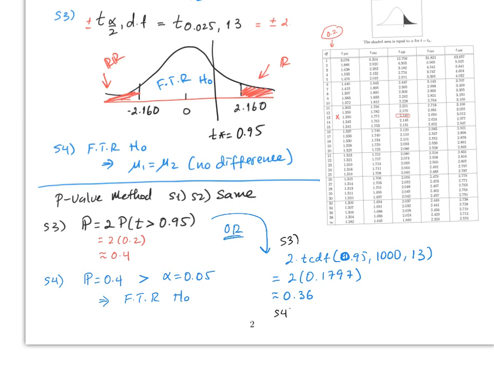And step 4, we'll do the same thing. The p-value is 0.36, which clearly is still bigger than alpha, which was 0.05. And the conclusion is still fail to reject H0. So you have the choice to do the table or to do the calculator.